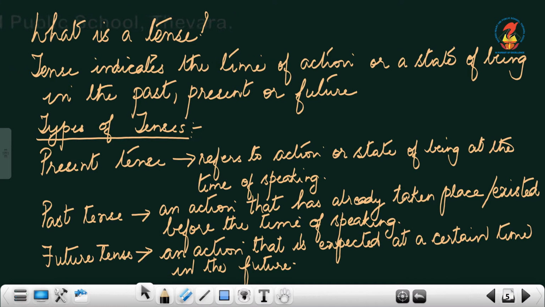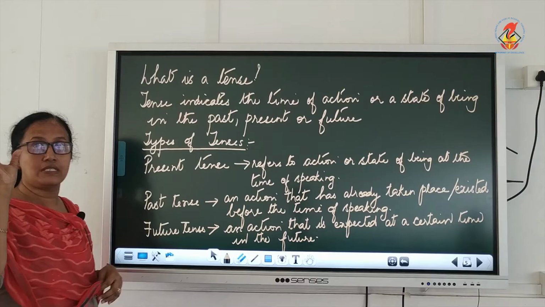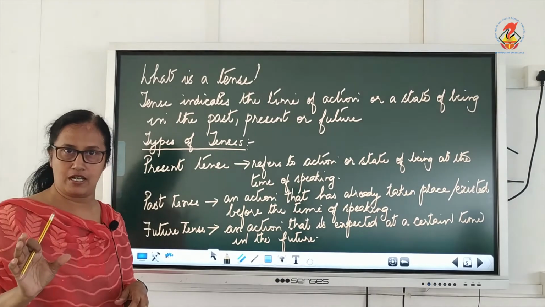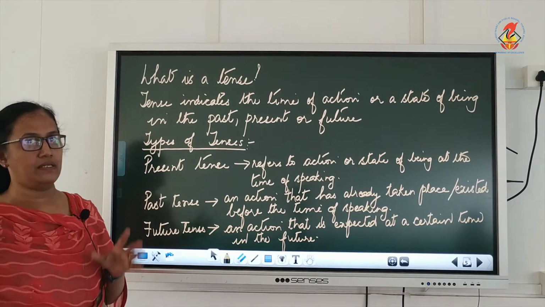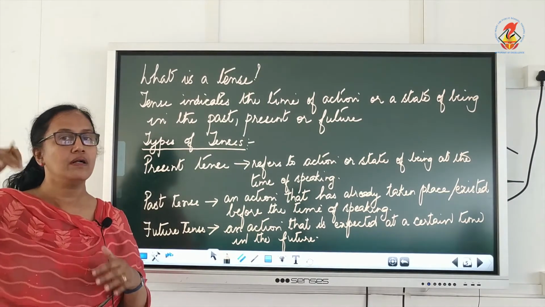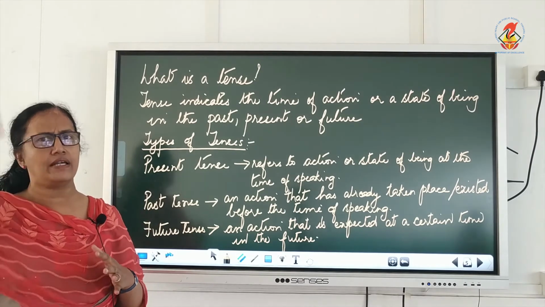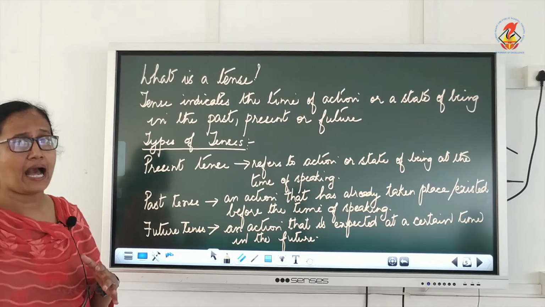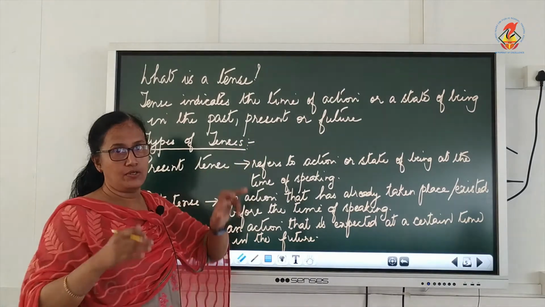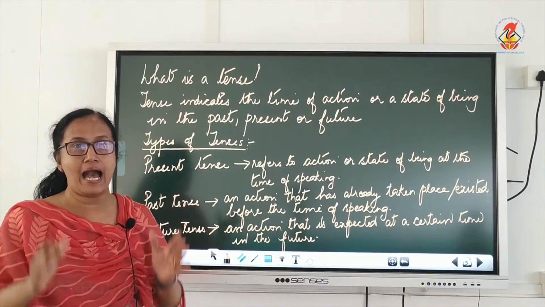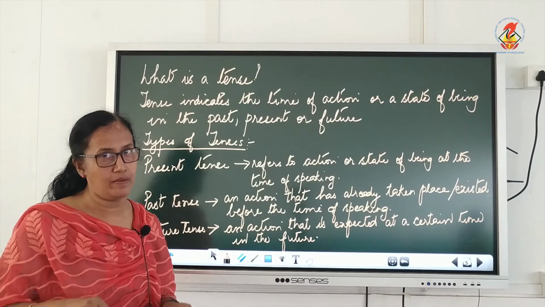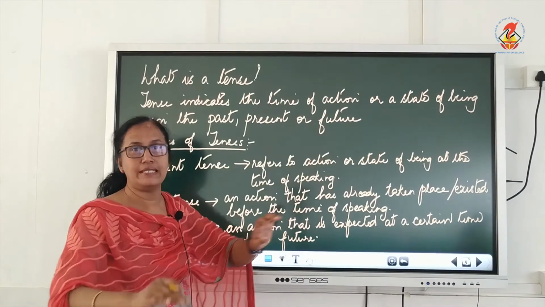If you go by the definition, the tense indicates the time of the action or a state of being in the past, present or future. So, the time when the action was done, whether it was done in the past. In the past means not now, but a few seconds before, or last year, 10 years before. That has already happened. Present is what is happening now, this very moment. And future is what is yet to happen.